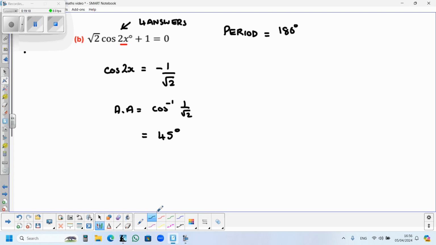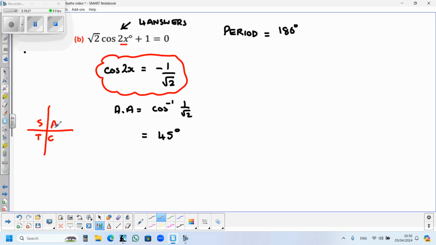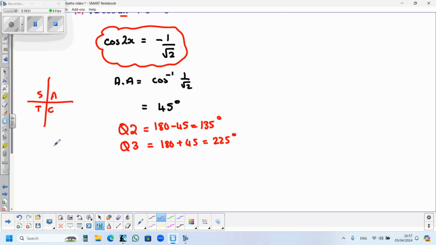So now we've got cos, and this time cos is negative. So we think of a CAST diagram, and where is cos negative? Well, cos is positive in there and in there, so it's got to be quadrant 2 and quadrant 3. So I've got an answer in quadrant 2, I've got an answer in quadrant 3. In quadrant 2, it's 180 minus 45, which is 135. And in quadrant 3, it's 180 plus 45, which is equal to 225. So that should be my 2 answers.